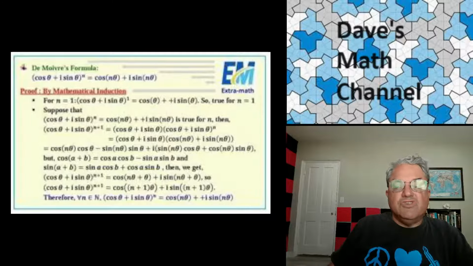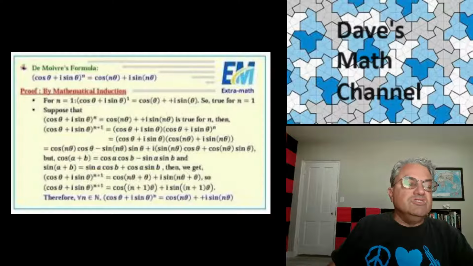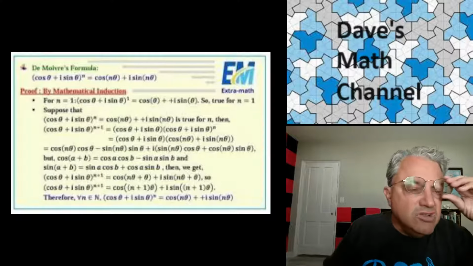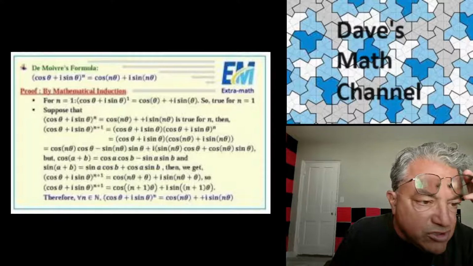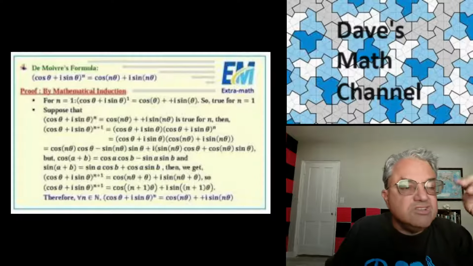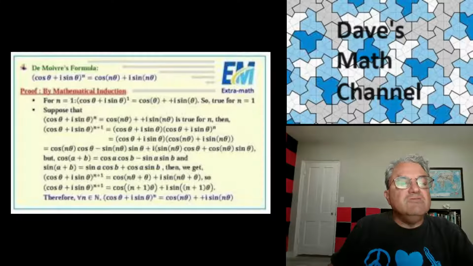Then if you want to prove this for all positive values of n, you use a trick called mathematical induction. You assume that it's true for some value of n, and we already know it's true for n equals 1. Then you have to prove that it also is true for n plus 1. You can write cosine theta plus i sine theta all to the power n plus 1 as cosine theta plus i sine theta times the number cosine theta plus i sine theta raised to the nth power. And we're assuming, this is the induction hypothesis, that this holds for n.